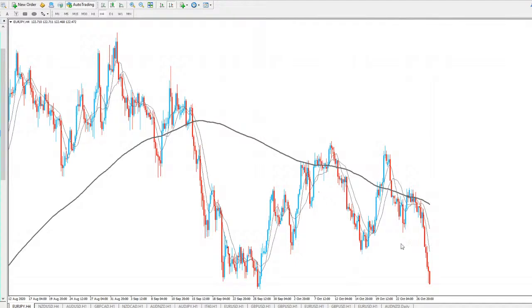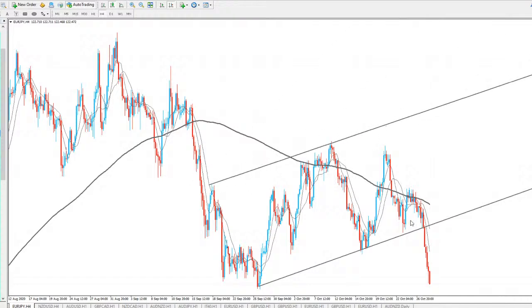EUR/JPY, you can see we're looking very bearish for this pair. Had a big move to the downside this morning. I was looking at this channel in the market here. As you can see, we've broken out of that channel and continuing to the downside.